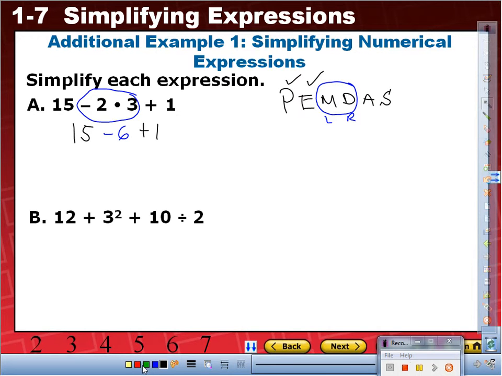Next, with green, I'm going to circle addition and subtraction. Do I have any addition and subtraction? Yes, I'm going to work my way from left to right. So therefore, what is 15 minus 6? 9. What is 9 plus 1? 10. And we're done.